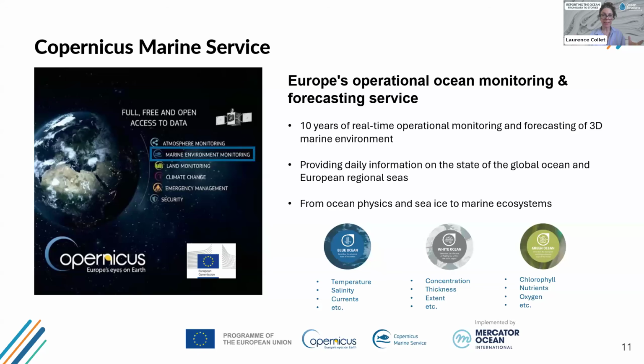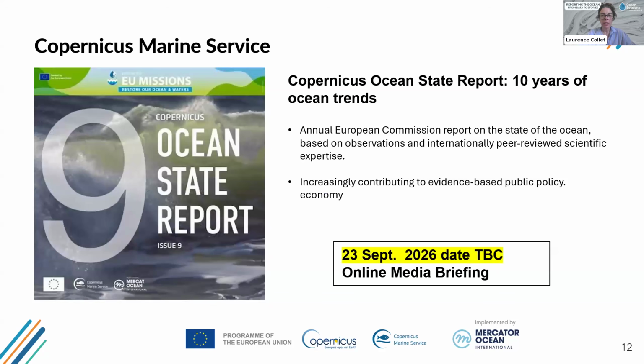So beyond scientific users, the Copernicus Marine Service also aims to raise public awareness by offering citizens in Europe and across the world accessible information on the state of our ocean and the challenges it faces. Next slide, please. The Copernicus Marine Service publishes every year the Copernicus Ocean State Report, which is an annual European Commission report on the state of the ocean based on peer-reviewed scientific assessments and expertise.